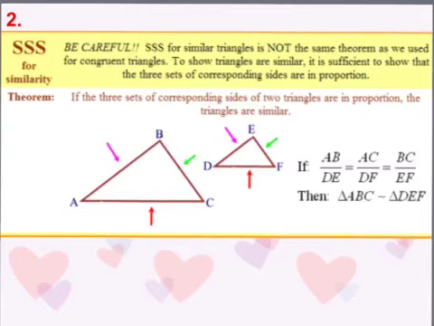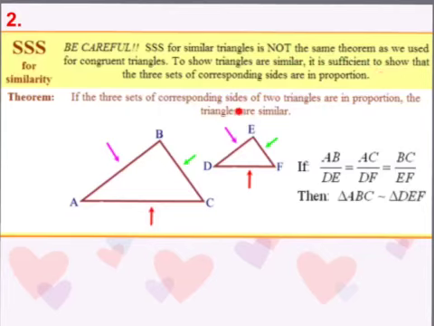The second method is side, side, side, but be careful because this is not the same theorem that we use for congruent triangles. To show triangles are similar, it's sufficient to show that the 3 sets of corresponding sides are in proportion. So they're not congruent, they're in proportion.